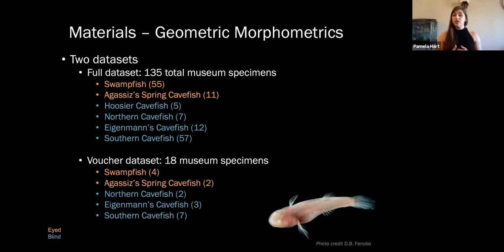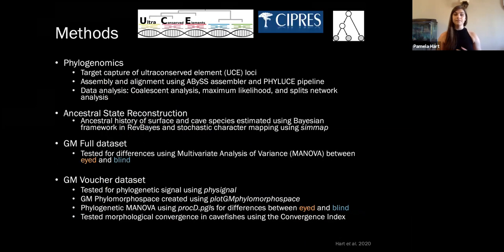For shape variation, I chose to use geometric morphometrics, and I had 2 data sets. Firstly, one of 135 total museum specimens, and then I had a voucher data set in which I had identical matches between the morphological and molecular data sets. So I was able to incorporate phylogenetic relationships into the shape data. For the sake of time, I'm not going to get too much into the methods. Additionally, I've had to decrease the amount of results that I have presented here today, but this paper is out in Evolution if you would like to take a look at it.